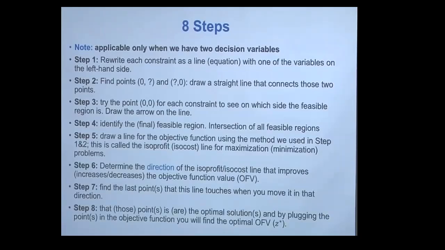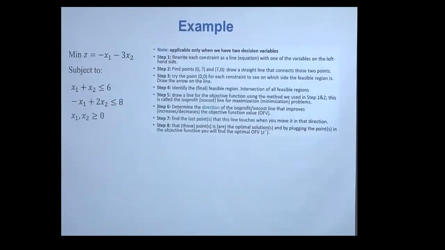Okay. So let's see how these apply to an example. I have the eight steps over there, and then I have one simple example to solve. So we want to apply it to this problem. Step 1, rewrite each constraint as an equation, basically, and it says move one of the variables to the right side.